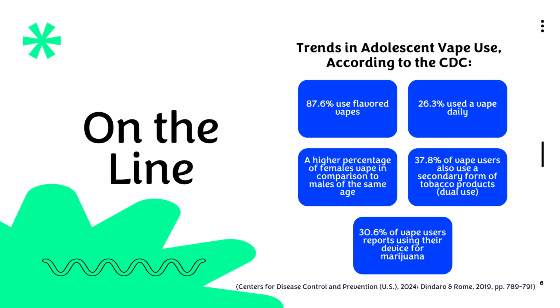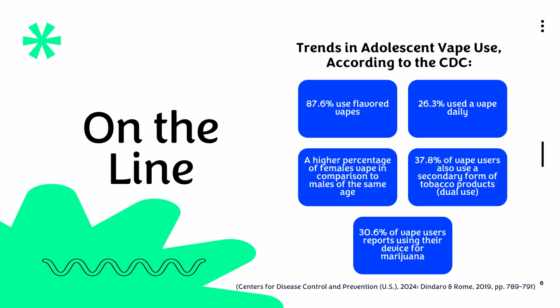So once they have got these adolescents hooked, got them on the line, reeling them in, here are some of the trends in adolescent vape use according to the CDC. As we were saying previously, vape companies market flavored vaping products. So 87.6% of adolescents use flavored vapes.